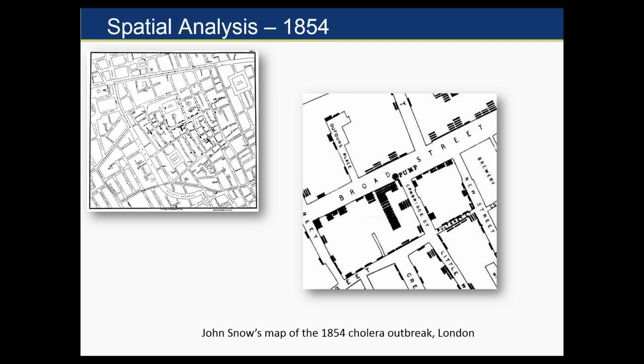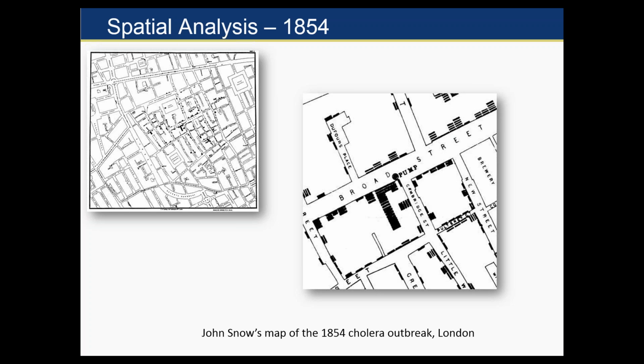John Snow, who was an epidemiologist at the time, decided to map where everybody who was getting sick was living. He noticed that the cases seemed to be clustering around a pump on Broad Street, the famous Broad Street water pump. He went and removed the handle from that pump, and that cluster of cases disappeared.